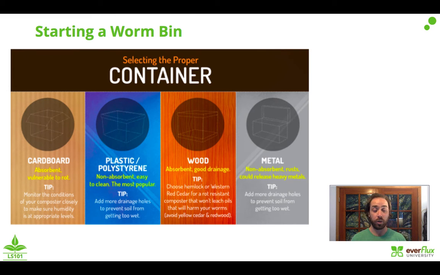Now another thing that could work is if you are growing in fabric pots and you happen to have an extra fabric pot. Those are designed to aerate and to wick water, but they also will contain the worms, so fabric pots could also be a good solution for your worm bin.